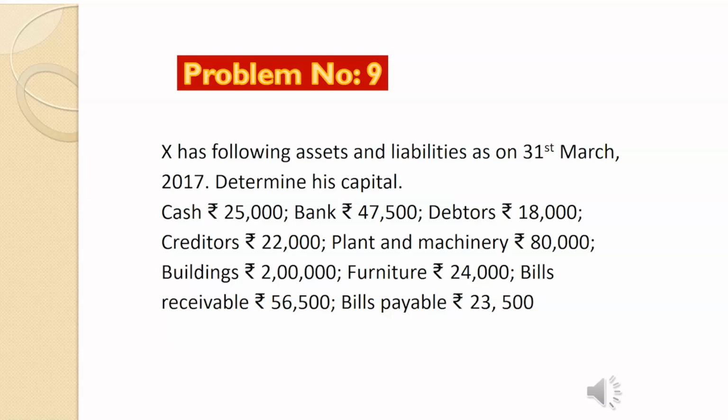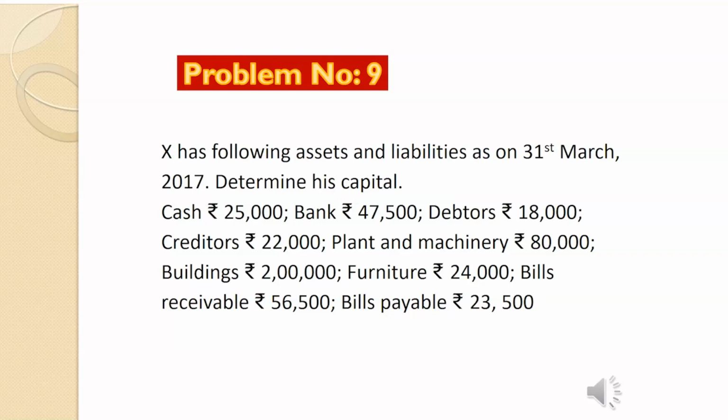So now we have to calculate the amount of capital. Capital is equal to assets minus liabilities. The difference between assets and liabilities is equal to capital. What are the assets given here? Cash, bank, debtors, plant and machinery, building, furniture, bills receivable. So these are the assets, and you have to add all the assets.